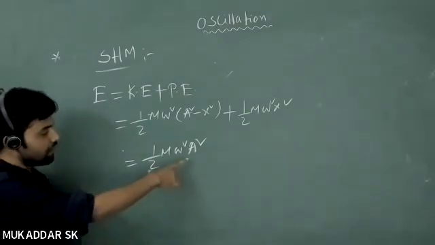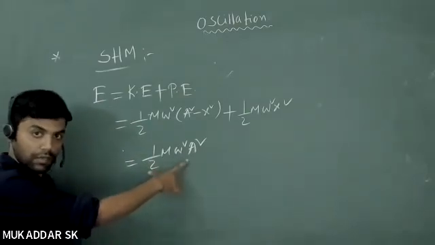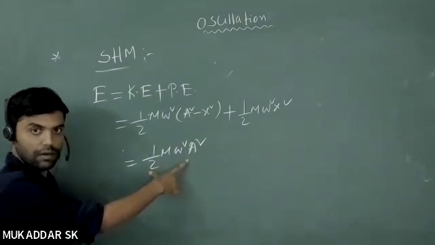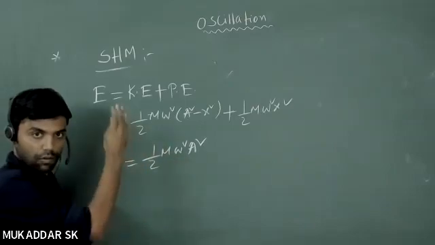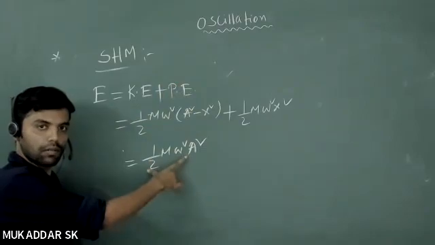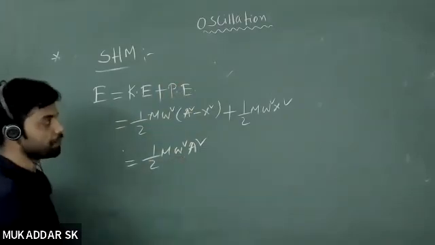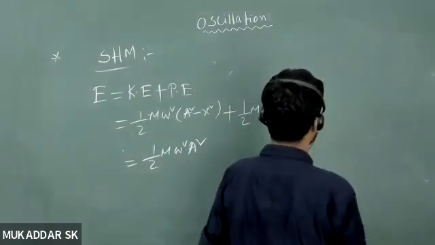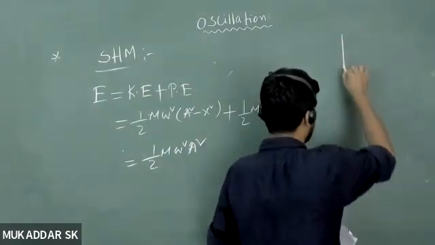So what I'm saying is that the energy of your oscillator for the simple harmonic case will always be constant, no matter where your system is. It is at equilibrium, somewhere else, or extreme position. Everywhere you will get how much energy? This much of energy. Now, if you plot that kinetic energy and potential energy curve, how will it look? So let us take a look.